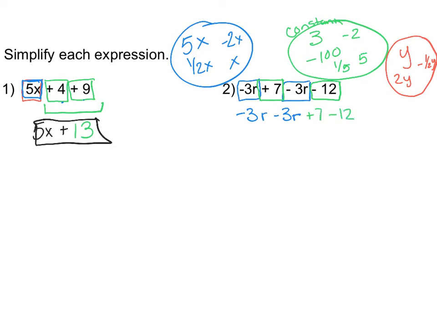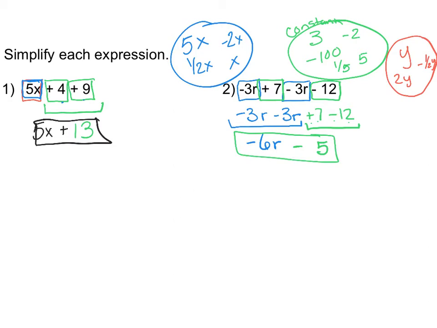Now I need to combine like terms. That means to add them together. So I have negative 3r's minus 3r. Well, that's negative 6r. Next, I have a positive 7 and a negative 12. So 7 and negative 12. So when you have some positives and negatives, one is positive and one is negative, and you're adding and subtracting, subtract it in your head. So 12 minus 7 is 5. But do I have more negatives or more positives? I have more negatives, so that means I'm going to take away 5. So my answer would be negative 6r.